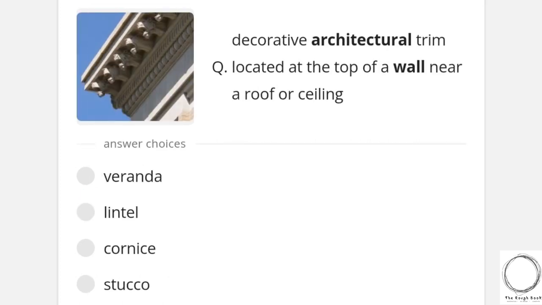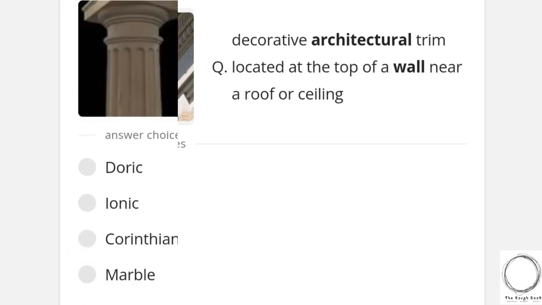Moving on to the next question, decorative architectural term located at the top of a wall near a roof or ceiling. And the options are veranda, lintel, cornice and stucco. And the right answer is cornice, if you can see in the image above.